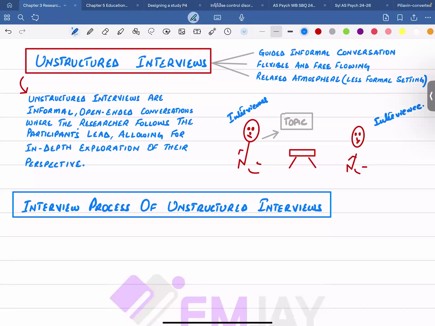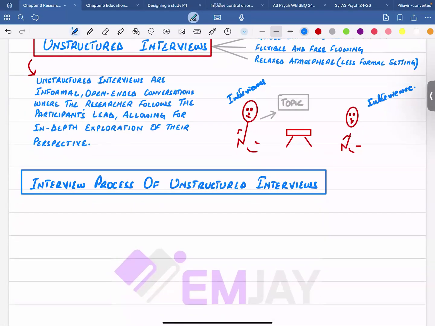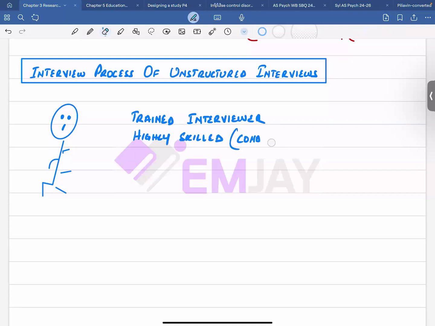Now, for these types of interviews, the interviewer needs to be highly trained. You ought to have a trained interviewer here. The interviewer needs to be highly skilled, because you want to conduct effective interviews, because you want your data collection procedure to be effective.